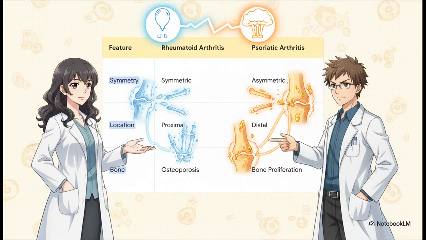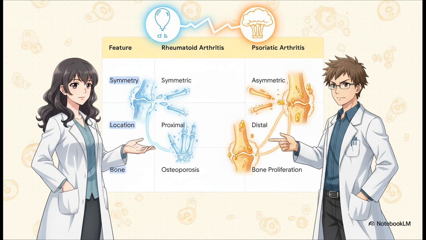Okay, let's talk about another big inflammatory player, psoriatic arthritis. Let's put it head-to-head with RA. RA, remember, is symmetric and hits the joints closer to your body, the knuckles, the wrists. Psoriatic arthritis is usually asymmetric and hits farther out, in the finger joints. But here's the real kicker, the biggest difference of all. RA just eats away at bone.